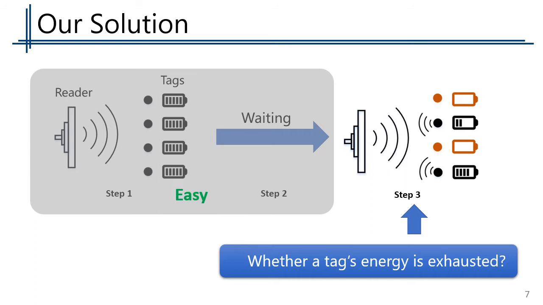However, how can we check whether a tag's energy is exhausted? The problem is that when we check the tags, we need to turn on the reader. Then the tags will be charged again.